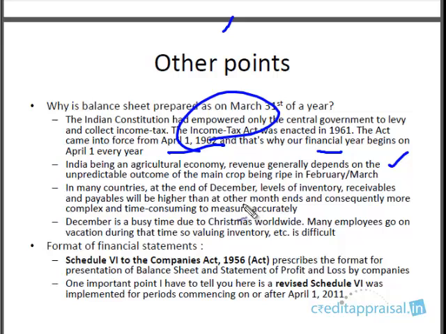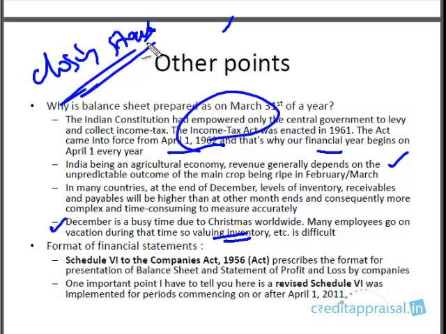But as I told you, it's not peculiar to India. Many companies abroad also follow this convention. One other reason usually cited is that December is a very busy time due to Christmas, so many employees go on vacation, and valuing inventory is very difficult. If you need to close your accounts, you need to arrive at an item called closing stock, so on the particular date you need to value the inventory. This is a very time-consuming process, maybe due to shortage of staff, and also the level of inventory is very high this month because companies stock a lot for the holiday season, Christmas and New Year. So valuation will be time-consuming.